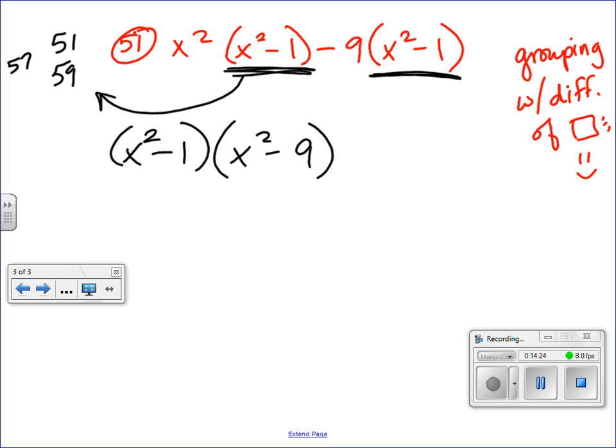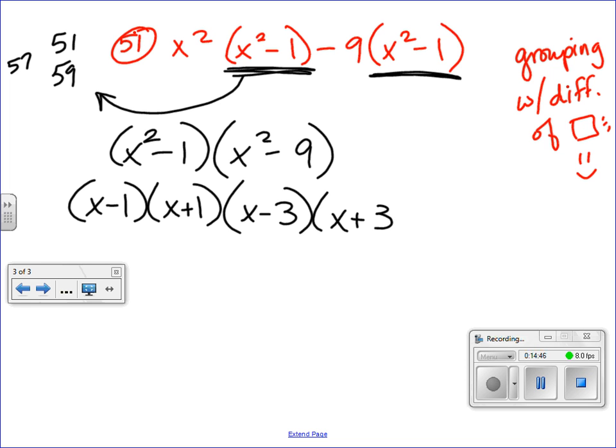So now we just grouped it. Now don't we have two difference of squares, y'all? Yeah. How do you factor x squared minus 1, everybody? And how do you factor x squared minus 9? X minus 3 and x plus 3. Is that all I can do? Uh-huh.